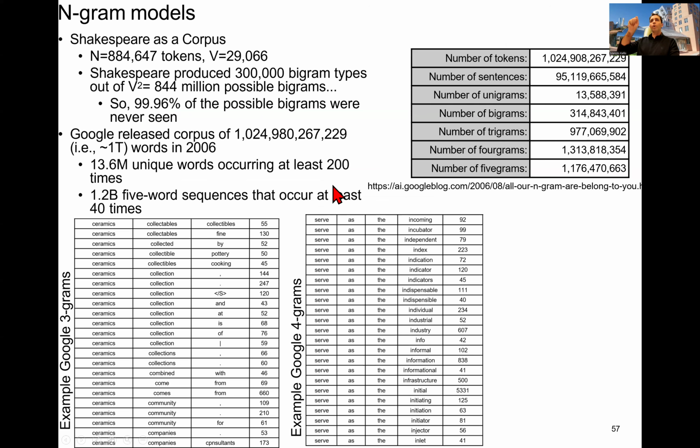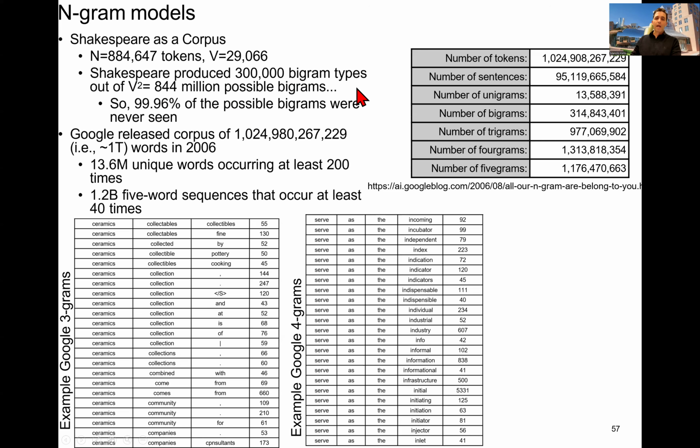And that's modeling one word at a time, but you can model n-grams. You can basically say, if I have all of Shakespeare as a corpus, I have 800,000 tokens, and a vocabulary of 29,000 words. Shakespeare produced 300,000 bigrams, like combinations of two words, out of all possible 844 million bigrams. So that's, of course, a tiny, tiny subset, because he's not putting words at random next to each other.